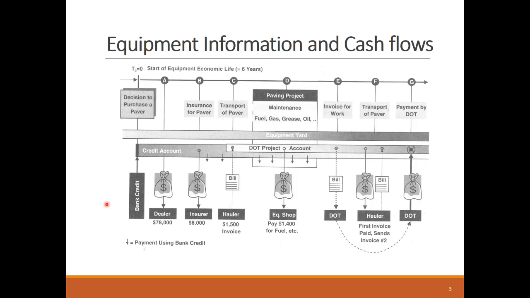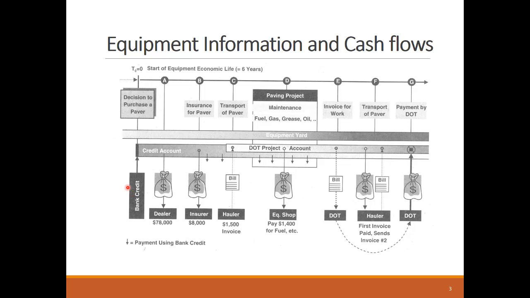Let's use an example to explain the different financial and information flows that are related to owning and running an equipment. Securing an equipment for a construction job requires a lot of work behind the scenes. The shown figure tracks the early decisions and financial commitments for buying a new paver for a paving company.